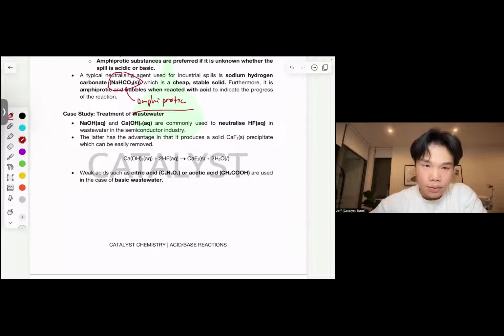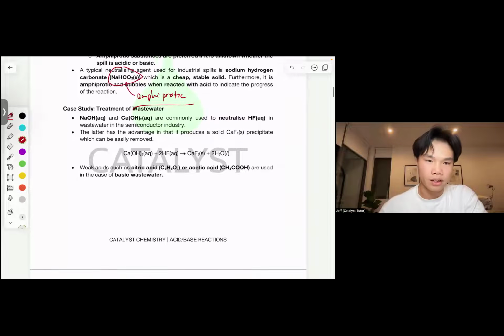Second application, we can treat wastewater. So if you have wastewater that contains hydroxide or you have wastewater that contains acid, you can neutralize it by using the converse. So if you have a base spill, you can clean it with acid. If you have an acid spill, you can clean it with base. And there's another example.